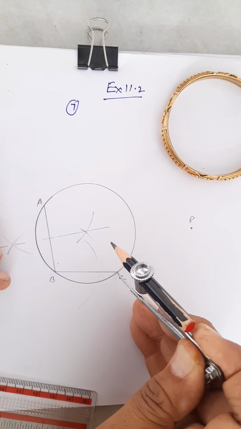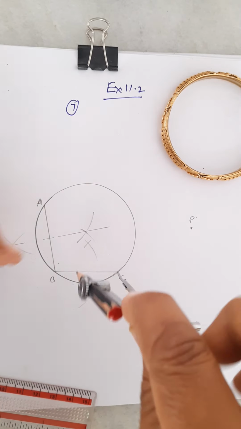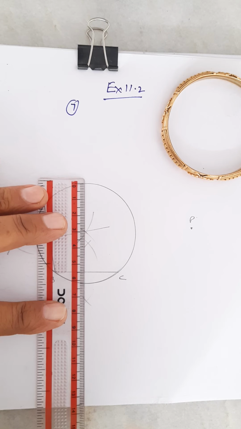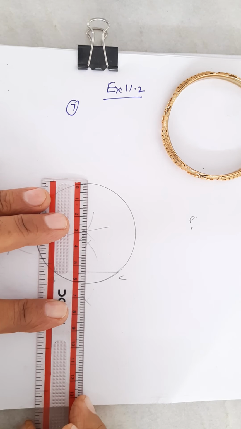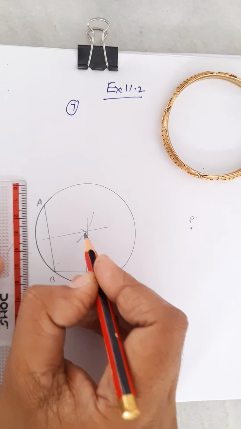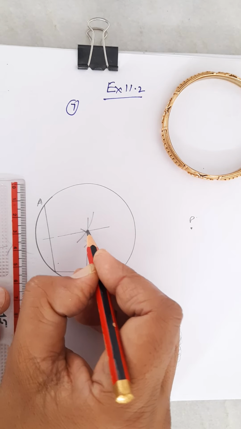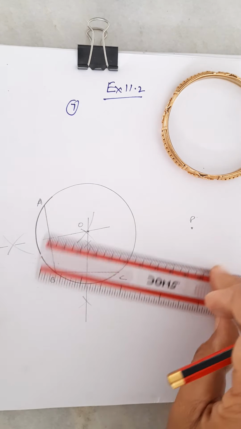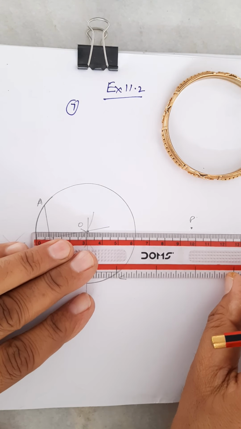This type of construction you have read in the 9th class also. Now this is the second perpendicular bisector, and you all know the property in the circle you have read. Their point of intersection will be the center. So in this construction we have got the center. Mark this as point O, and now you join this O to point P.